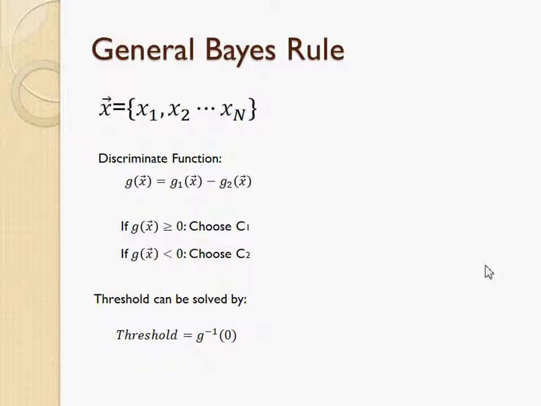If we apply the general Bayes rule, which is used for classifiers, G1 and G2 are the products of the density of each class and the class prior. A general discriminant function G of the feature vector can be written as the difference between G1 and G2. By comparing the value of G with 0, we can choose class 1 or class 2 accordingly. And the threshold can be calculated by reversely solving the discriminant function at the result 0.